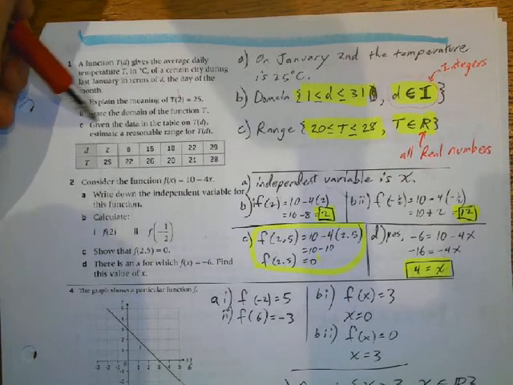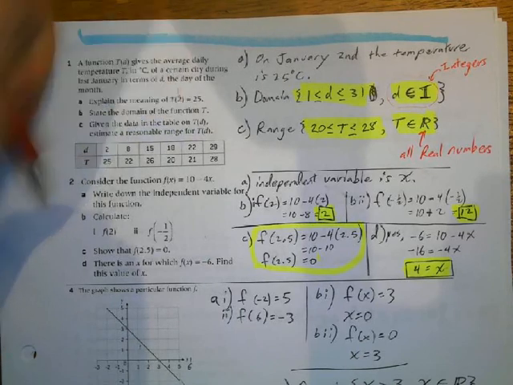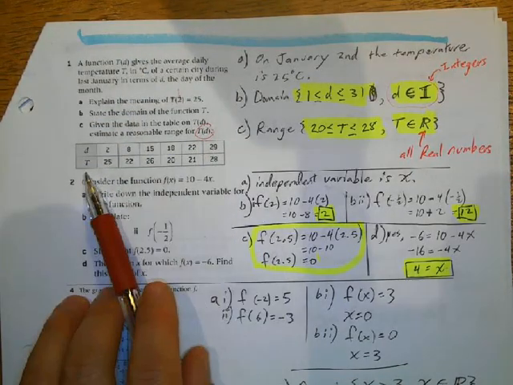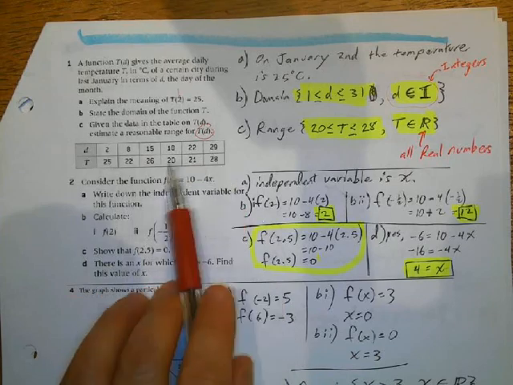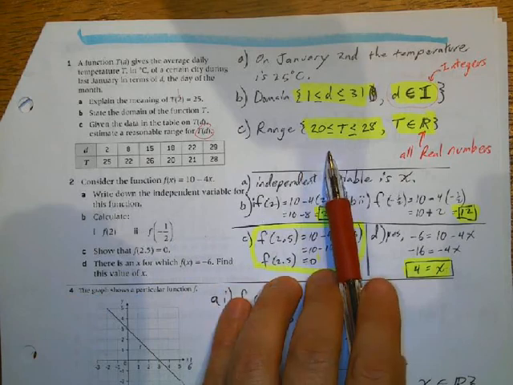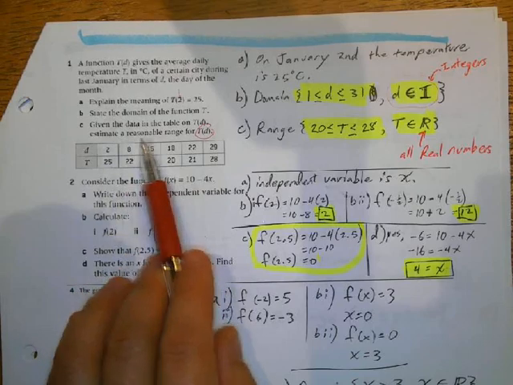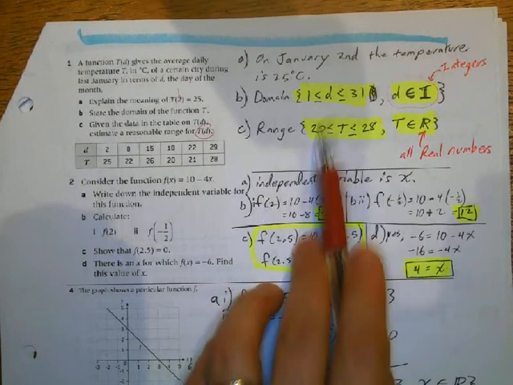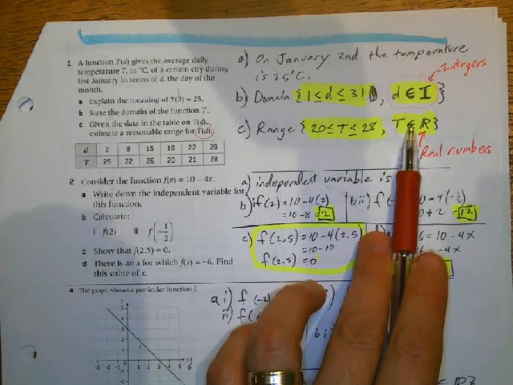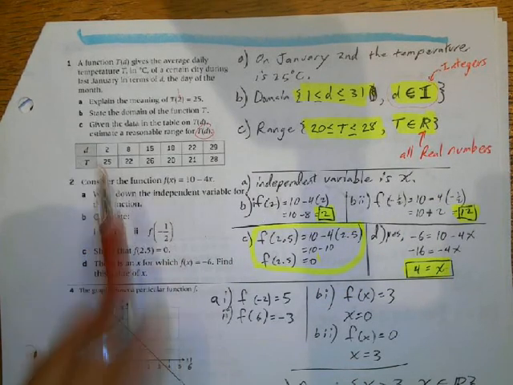Question C. Given the data in this table, estimate a reasonable range for the function here. So my range is the y values, or the capital T values, and you look here, and the lowest value is 20, and the highest value is 28. So a range of temperatures is going to be between 20 and 28, and that's probably a good reasonable estimate of what my range might be. Okay, and this is saying that our function T is an element of real numbers. You're not going to have any imaginary values for temperature.